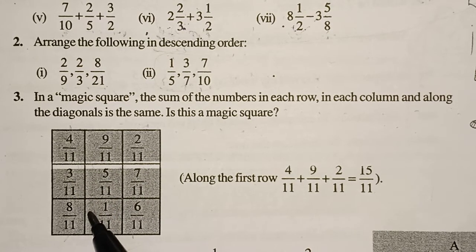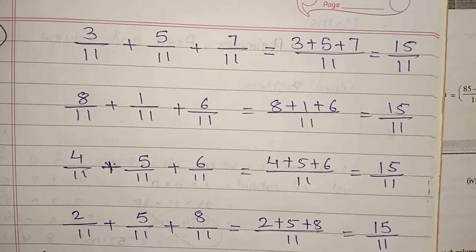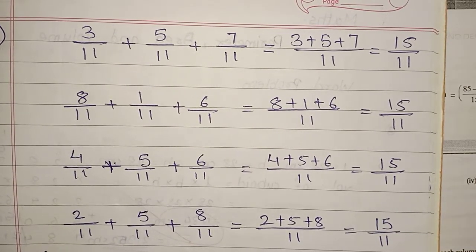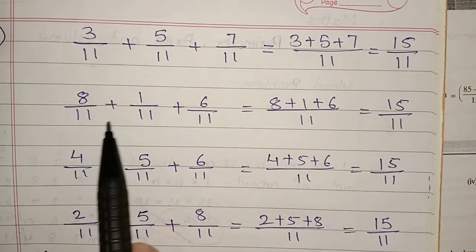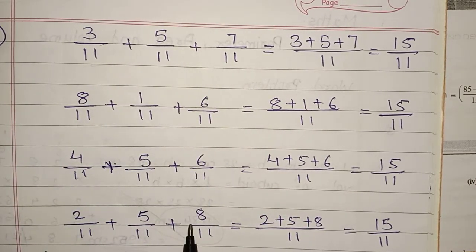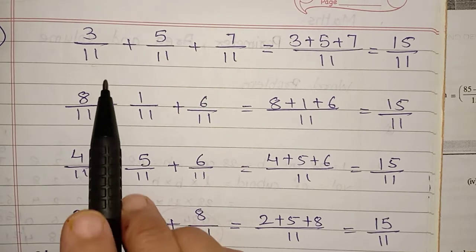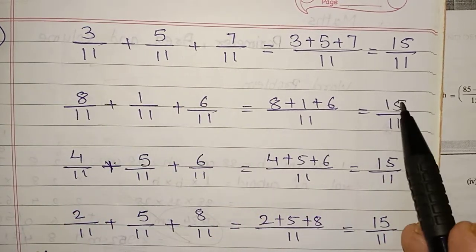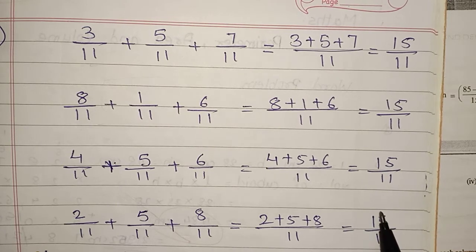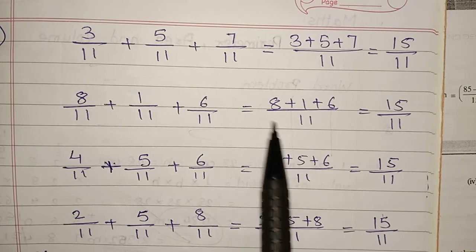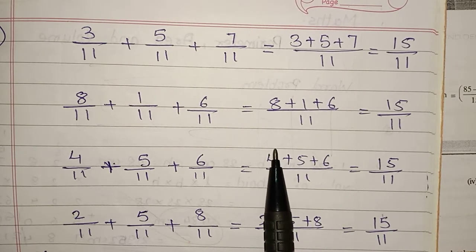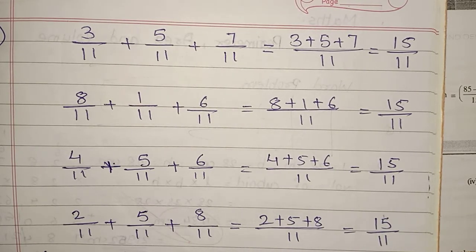Now let's check whether it is same or not, whether it is a magic square or not. Here I have added few rows, few columns and few diagonals. So just check, after adding all the denominators are same, so you don't have to take the LCM. After adding them, the answer is 15 upon 11. So all the rows, all the column addition and all the diagonals is equal to 15 upon 11.